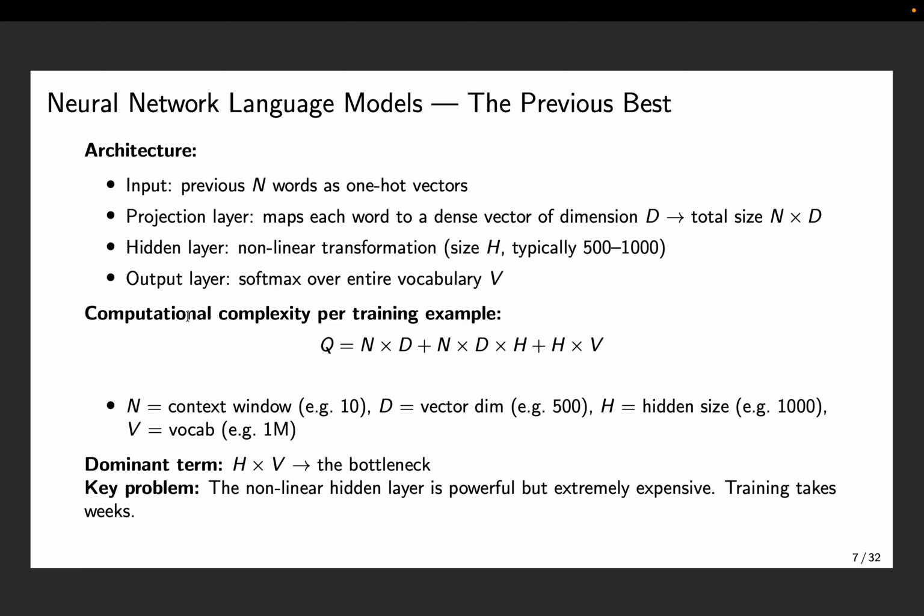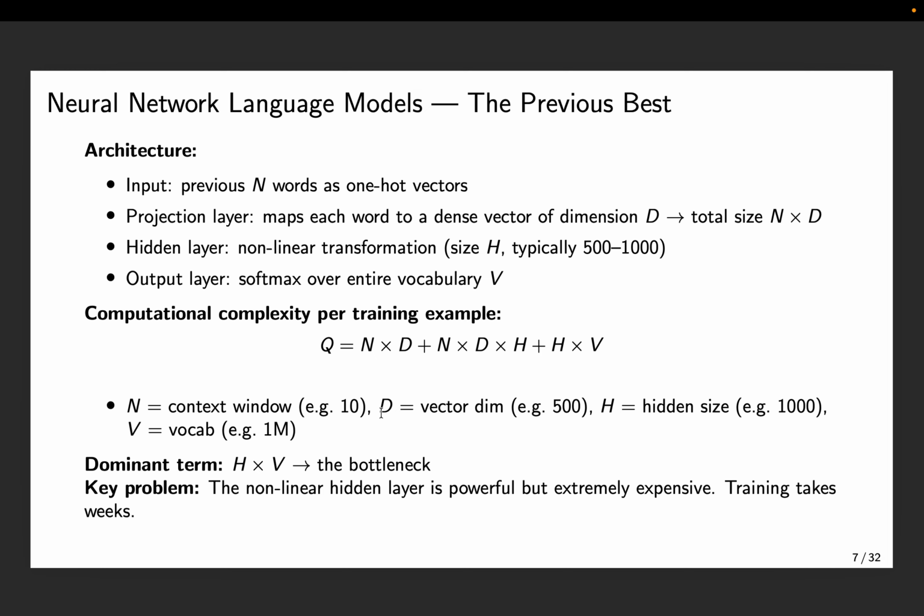Now let's look at the computational complexity per training example. Q is equal to n times d plus n times d times h plus h times V. So the dominating term here is h times V. If h is 1000 and V is 1 million, that's already 1 billion operations just for the output layer. And this happens for every single training word. With a corpus of a billion words, training this takes weeks.